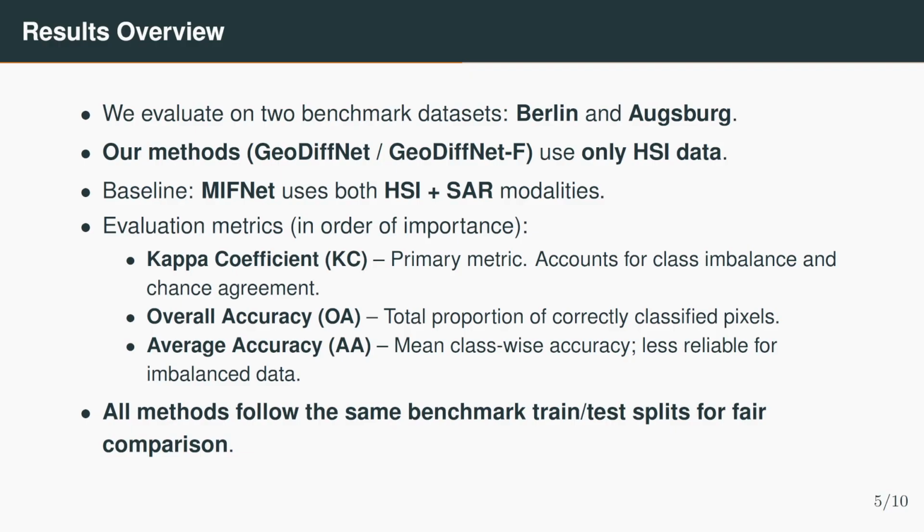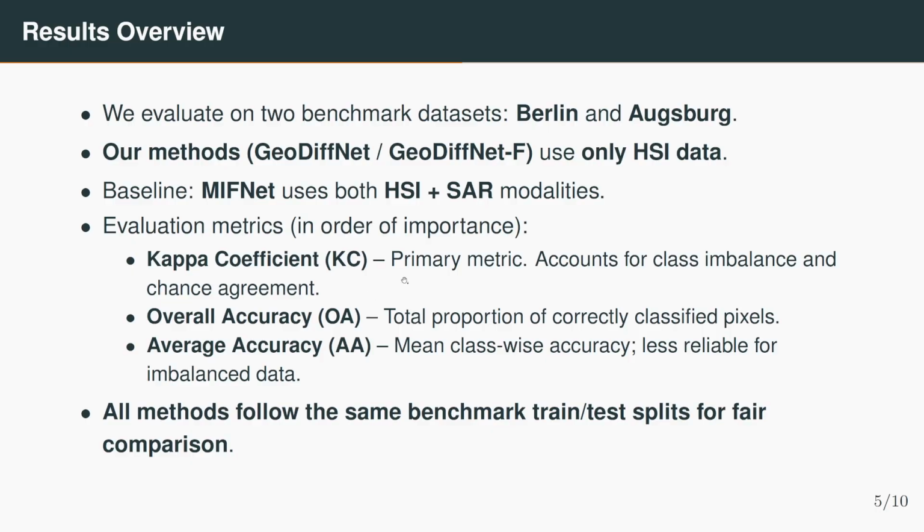Let's now take a look at our results. We evaluate on two hyperspectral benchmarks, Berlin and Augsburg, both with predefined train and test splits. We strictly follow these splits for fair comparison with prior methods. We report three metrics here: overall accuracy, average accuracy, and Kappa coefficient, to be consistent with the prior methods.